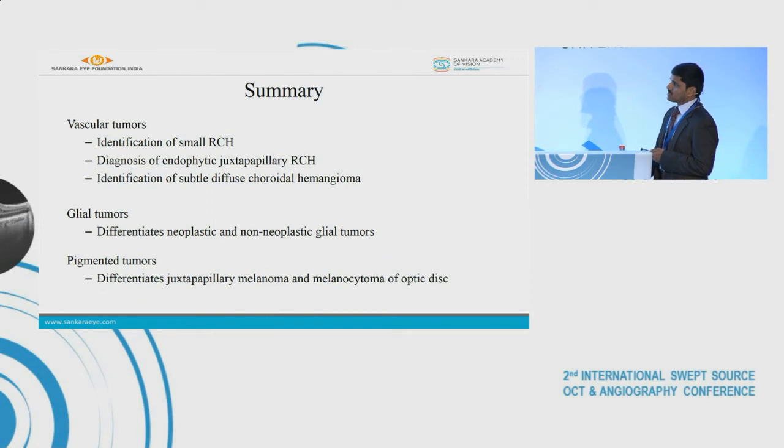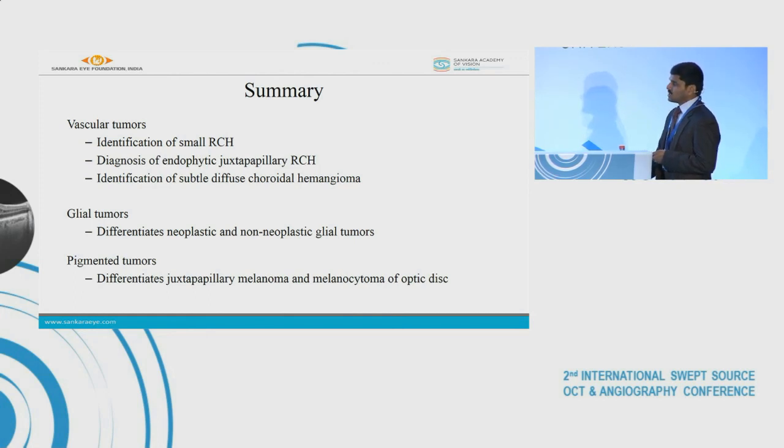So to summarize, in cases with vascular tumors, OCT-A could identify the presence of small retinal capillary hemangioblastomas, which can be missed on clinical examination. When we get a wide field OCT-A, we will probably be able to even identify peripheral tumors. It helps in diagnosis of an endophytic juxtapapillary retinal capillary hemangioblastoma, which can usually be confused with pseudopapilledema. It can also help in identification of subtle diffuse choroidal hemangioma without the need of an angiogram.